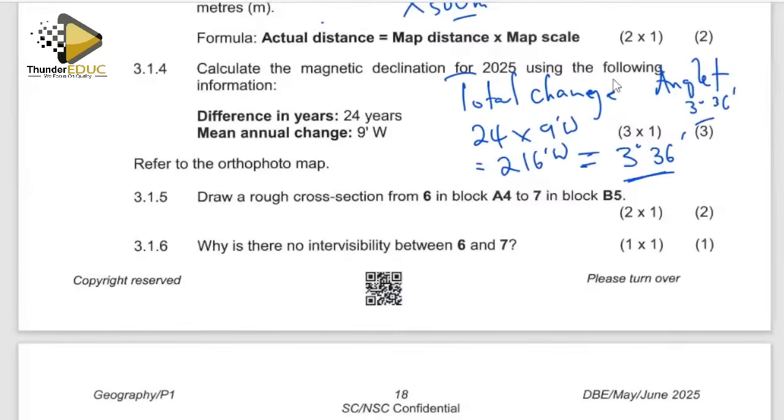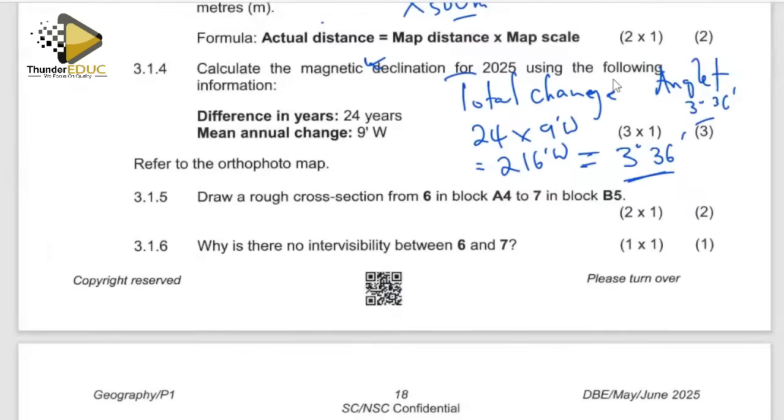You get your magnetic declination for 2025. Right, refer to the orthophoto map. Draw a rough cross-section from 6 in block A4 to 7. When you're drawing a rough cross-section, just be mindful of the heights. You just check the general heights. How are they inclined towards each other?